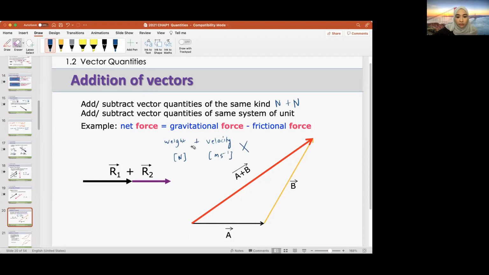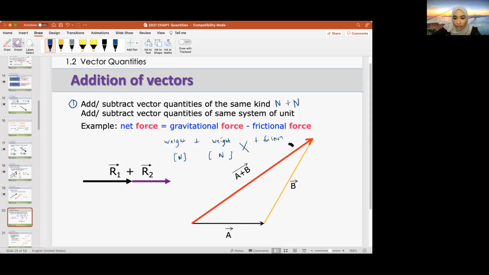So if I wanted to add weight with weight, I can do that, even though they have different directions. Or weight with friction. Friction is also in Newton, so I can do that. As long as they have the same units, you can add them together. But there is a technique to adding vectors, which we will learn in a bit. So point number one, please add the same kind, Newton with Newton, meter per second with meter per second, stuff like that. Okay, I think I made my point here.